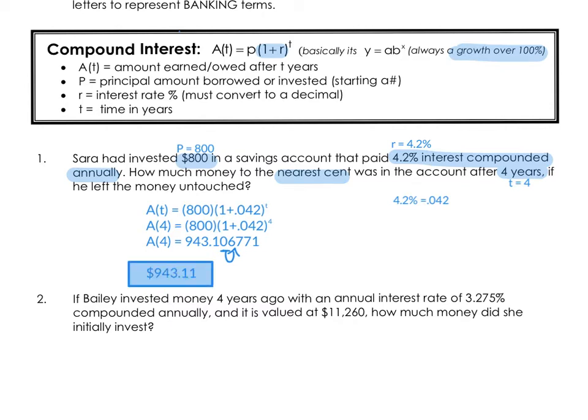So the final answer is that Sarah has $943.11 in her account. So with these questions, you should always think about your answer at the end and make sure that the answer makes sense. If I end up with a really small number and we know that she's investing money into a savings account, that's usually a red flag that maybe I forgot to put the 1 plus or something like that in my formula. And that's something that I would want to check out. Or if I get a really big number, again, usually a red flag that the money doesn't grow that quickly, or the banks would lose money.